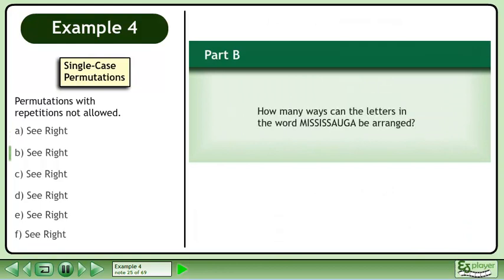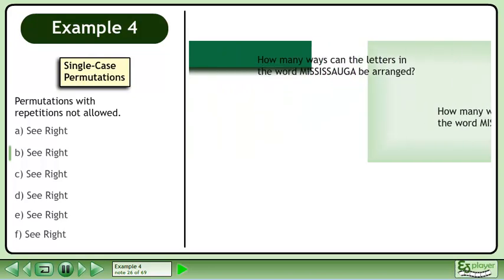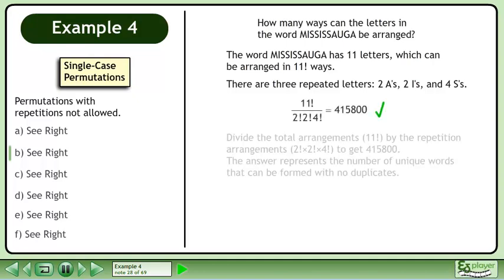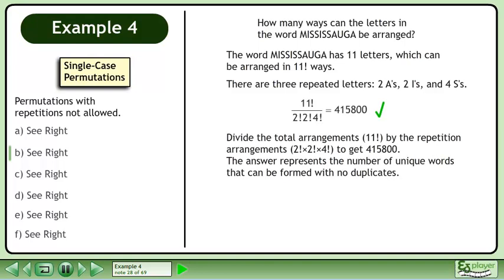In Part B, how many ways can the letters in the word Mississauga be arranged? The word Mississauga has 11 letters, which can be arranged in 11 factorial ways. There are 3 repeated letters: 2 A's, 2 I's, and 4 S's. Divide the total arrangements, 11 factorial, by the repetition arrangements, 2 factorial times 2 factorial times 4 factorial, to get 415,800. The answer represents the number of unique words that can be formed with no duplicates.